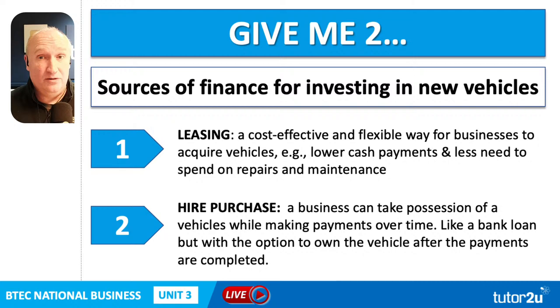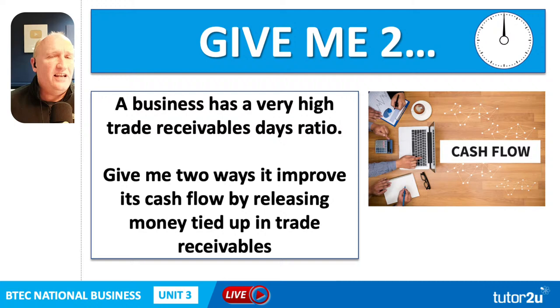Why don't we look at another one. Selby College, another shout out. I think that's the third for this session. Here's a different situation. Now we're talking about efficiency ratios. Here's our situation: a business has a very high trade receivables days ratio. Hopefully you know what that is. So over to you. Give me two ways in which it could improve cash flow by releasing that money tied up in trade receivables. What do you think? Over to you.